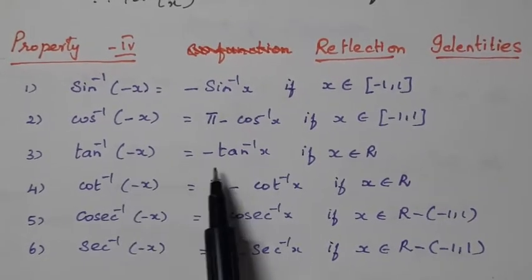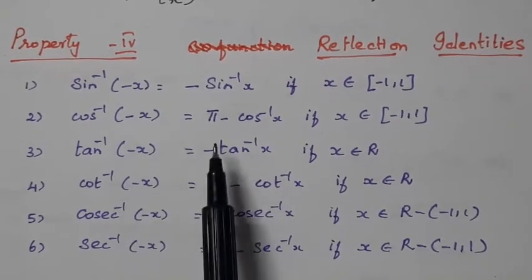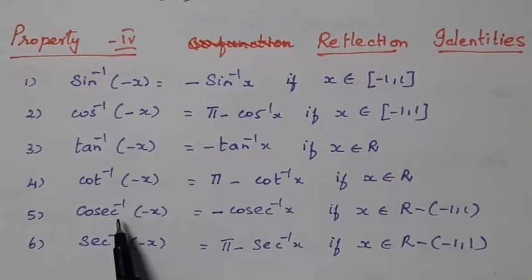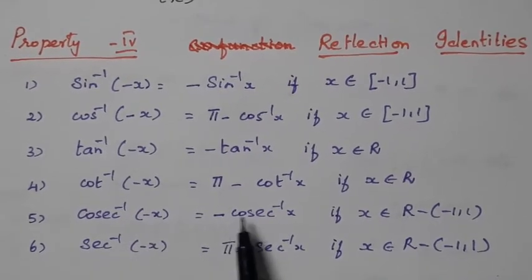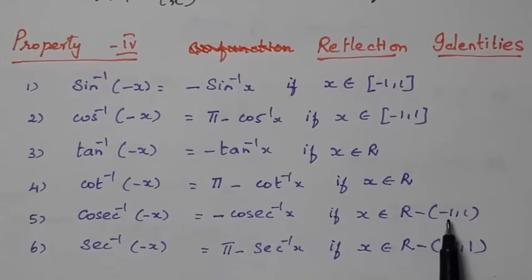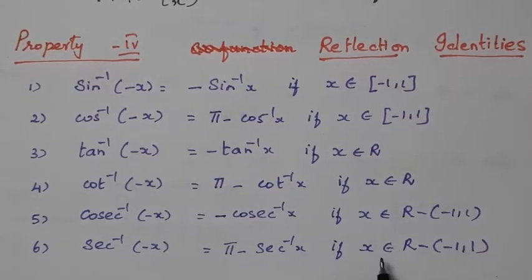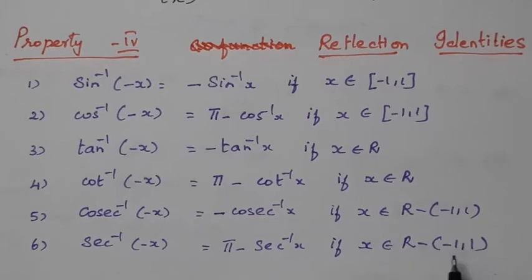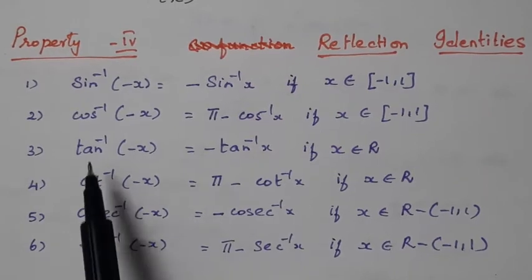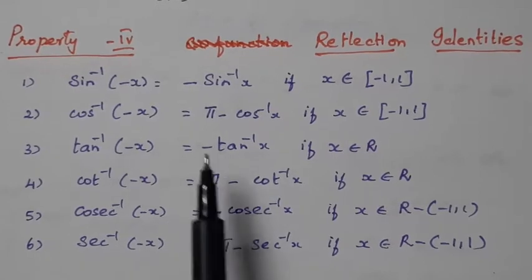Tan inverse of minus x is equal to minus tan inverse of x if x belongs to its domain R. And cot inverse of minus x is equal to pi minus cot inverse of x where x belongs to its domain R. Similarly, cosecant inverse of minus x is equal to minus cosecant inverse of x where x belongs to the domain R minus the open interval minus 1 comma 1, and secant inverse of minus x is equal to pi minus secant inverse of x where x belongs to R minus the open interval minus 1 comma 1. As secant is the reciprocal of cos, it behaves the same way, and cosecant is the reciprocal of sine, so cosecant inverse of minus x is similar to sine inverse of minus x.